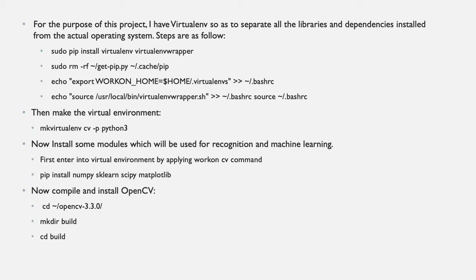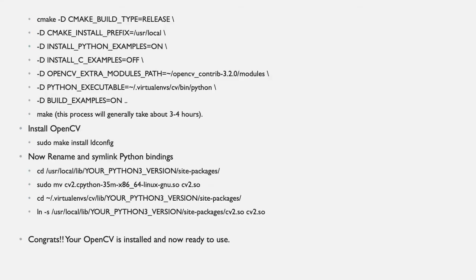So first you have to change your directory to the OpenCV folder, and then you have to make a folder called build. You have to go inside the build, and then you have to make some changes to the configuration by using the cmake command, and you have to include all these lines of code till build examples is equal to on. And then after building everything, you have to use the make process. This will set the mode into compilation mode, and this process generally takes about 3 to 4 hours. So you can sit back and relax and watch a movie or have a cup of coffee.